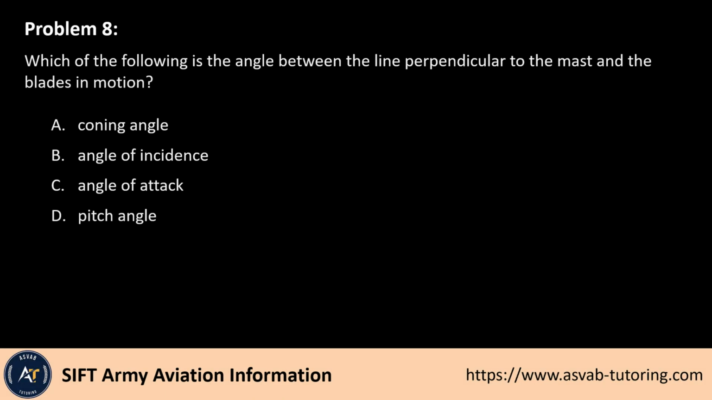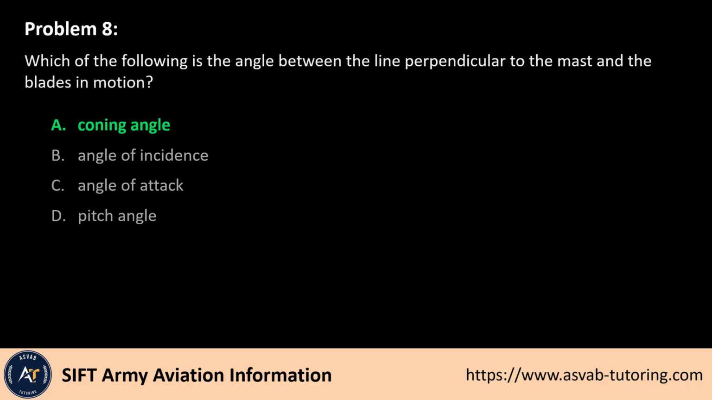Question 8. Which of the following is the angle between the line perpendicular to the mast and the blades in motion? A. Coning angle. B. Angle of incidence. C. Angle of attack. D. Pitch angle. The answer is A.